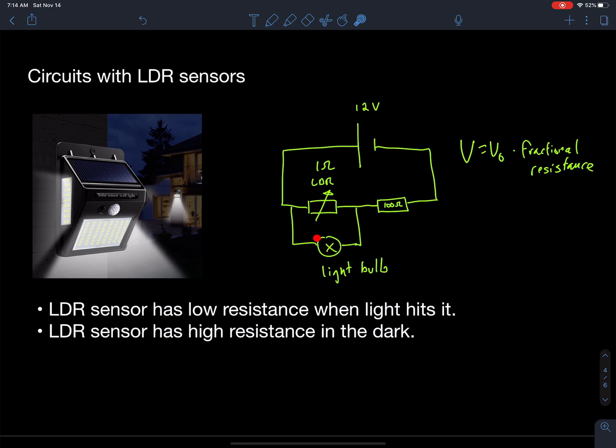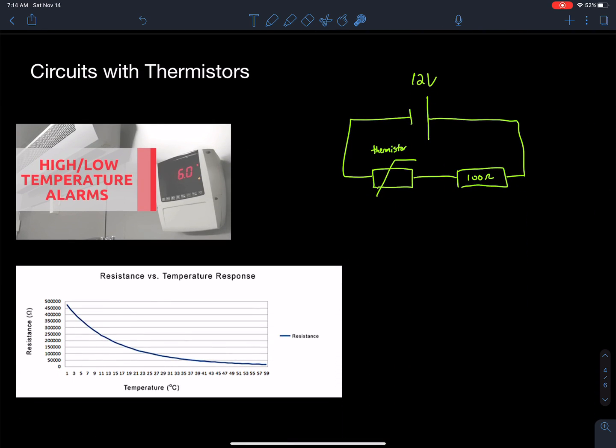And if I put a component in parallel to that resistor, it's going to sense the voltage that's going across it, and because it's in parallel, whatever voltage goes here goes down here on that branch. Okay, next, let's talk about temperature sensors.